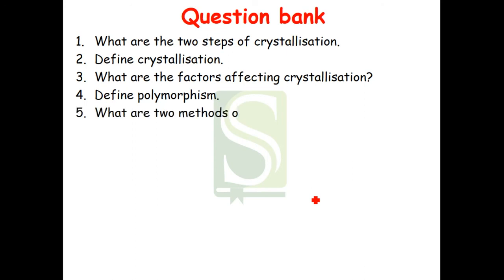And the last question will be, what are the two methods of crystallization? It can be freezing, or it can be the precipitation method. So these are the different methods.